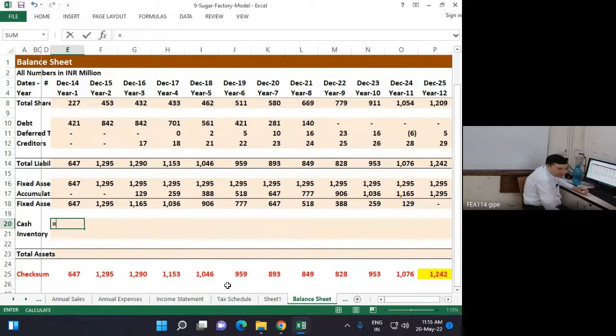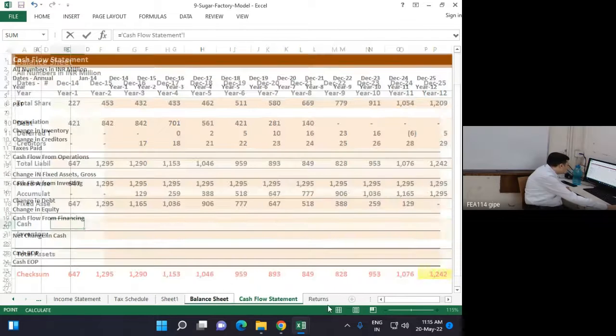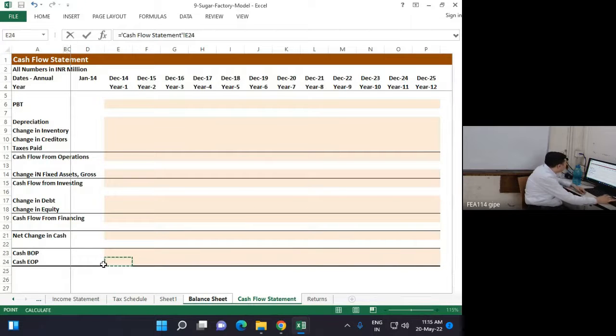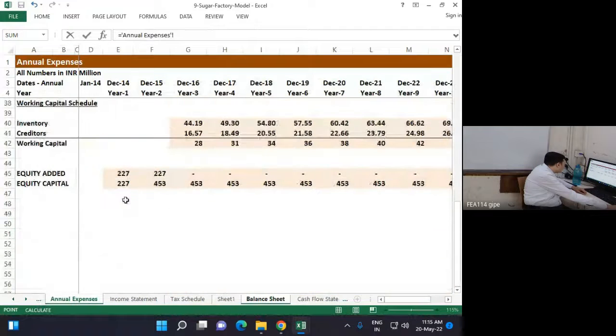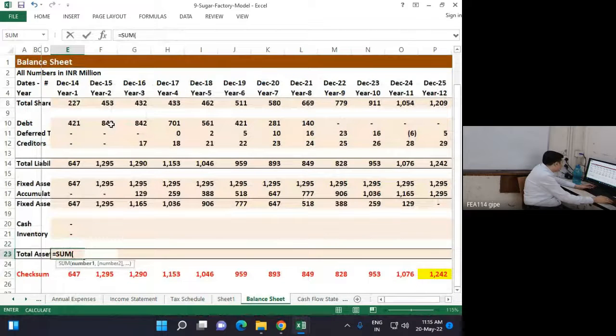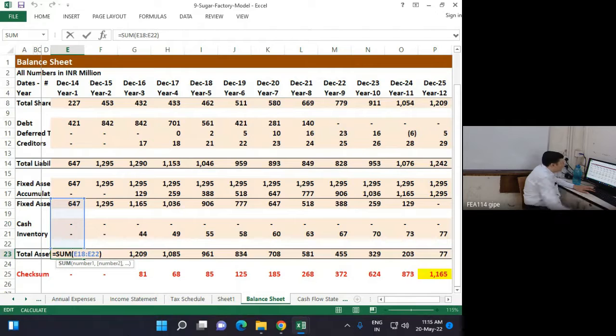Cash, where should we get the cash from? The cash flow statement. Correct. EOP cash balance of cash flow statement. So whenever we complete that, the balance sheet will balance. And inventories from annual expense. So here are the numbers for the asset side, 1165 looks correct.